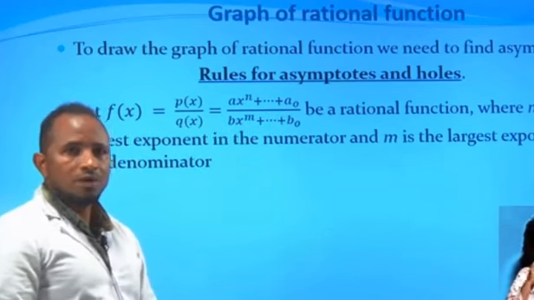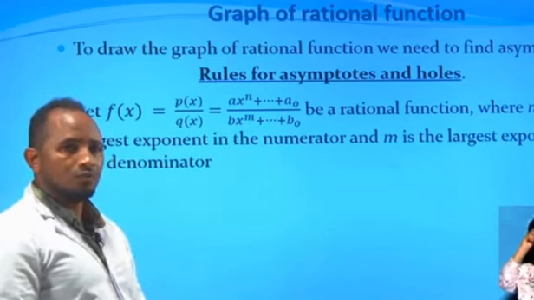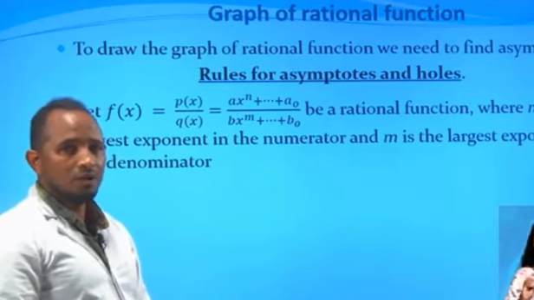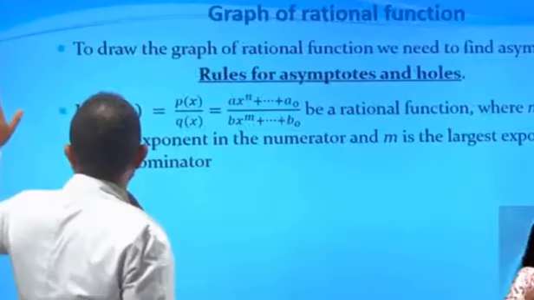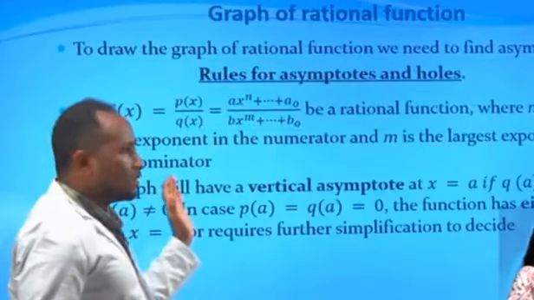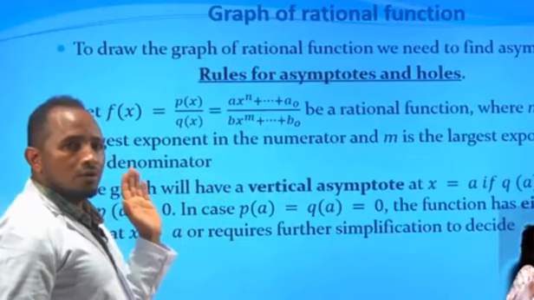Look, for example, if you have 1 over x minus 1, the vertical asymptote for this expression will be x equals 1, because the value of x that makes the denominator 0 is 1. This number cannot make the numerator 0. So the vertical asymptote is x equal to 1.